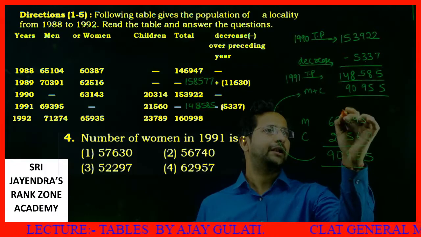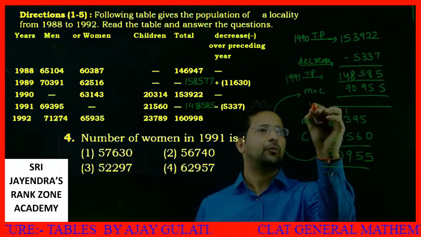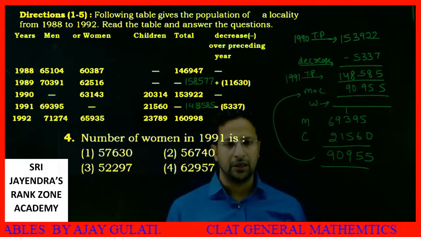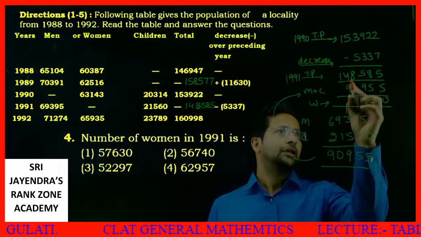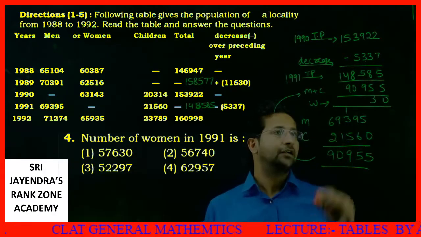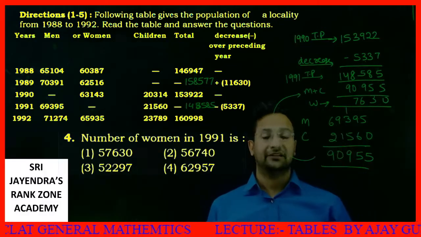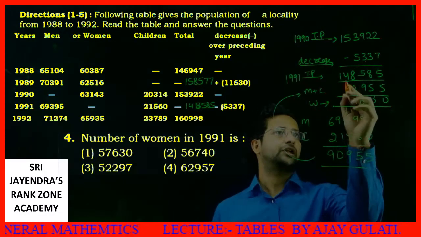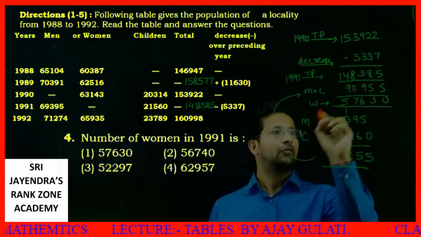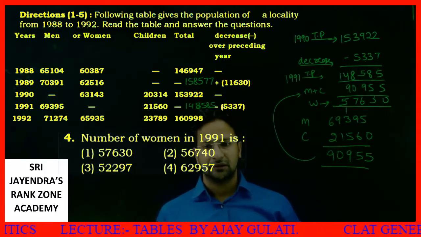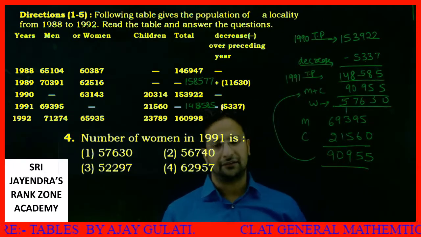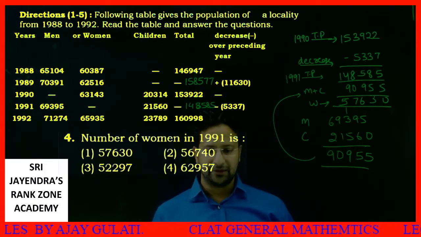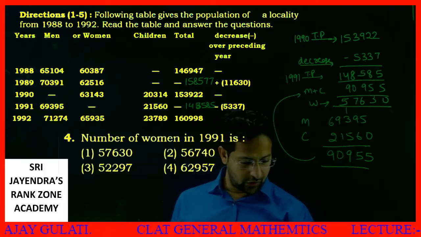what do I get, my dear students? This will give me the population of women. Okay, 85 minus 55, 30. 85 minus 9 will give me 76. Do we have any 7630? Yes. 14 minus 9, 57630. We have this option number 1 and that is our answer. I hope it makes sense. It must be clear to all of you.